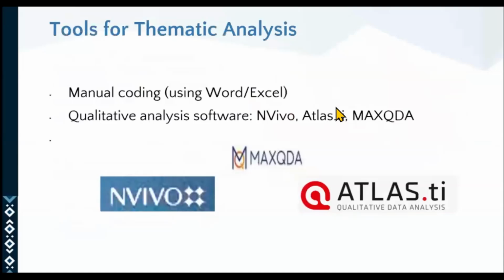So there are many tools that we can use for thematic analysis. You can do it manually using Microsoft Word or Excel, like what we did earlier, or you can use a qualitative analysis software like NVivo, Atlas.ti, or MAXQDA. I know that all of these software are not free, but they have a trial period of up to 14 days that you can use to analyze your data. And the trial period also gives you access to most of the features that you need for the analysis.